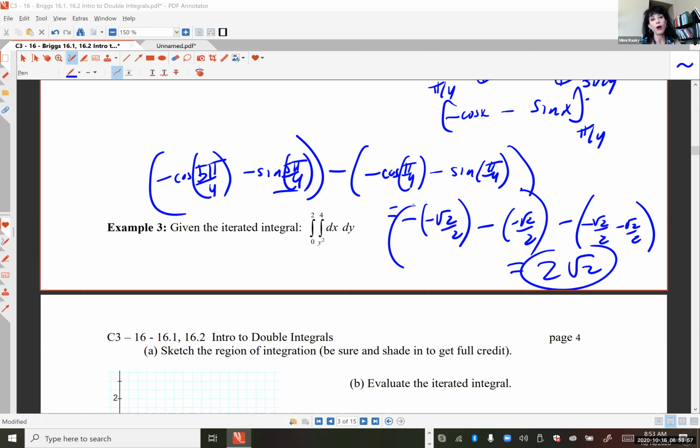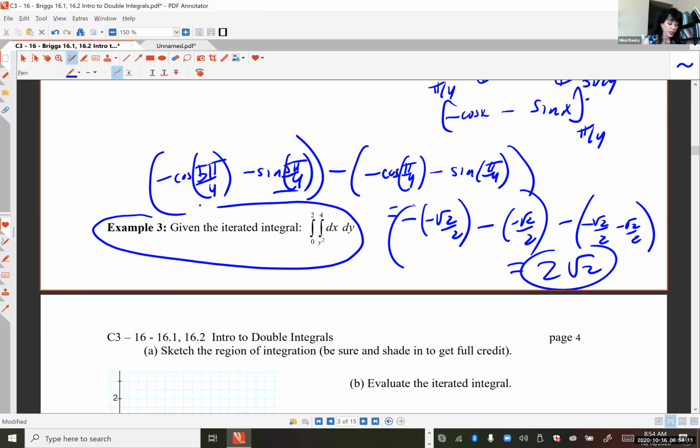So I'm going to do 2 more problems, and then I'm going to put you in breakout rooms and have you try one. And it's going to get a little trickier. So watch closely how it's going to get trickier. In example 3 here, you're being given the double integral, and you're being told, hey, this double integral actually represents area between 2 curves.